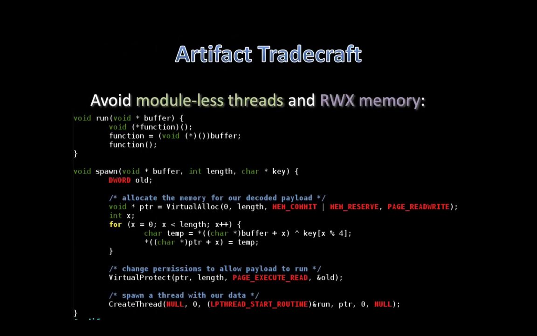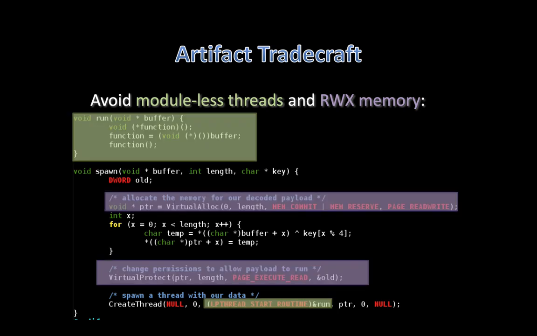I want to close out with a few thoughts on artifact tradecraft. I recommend that you avoid the use of RWX memory and threads which have a start address that is not associated with a memory mapped DLL or your executable itself. And by that, I mean module-less threads. Here's how I meet these goals in one of the artifact kit executables. I allocate memory that has read-write permissions, do my thing, and then flip it over to read-execute when I'm done.